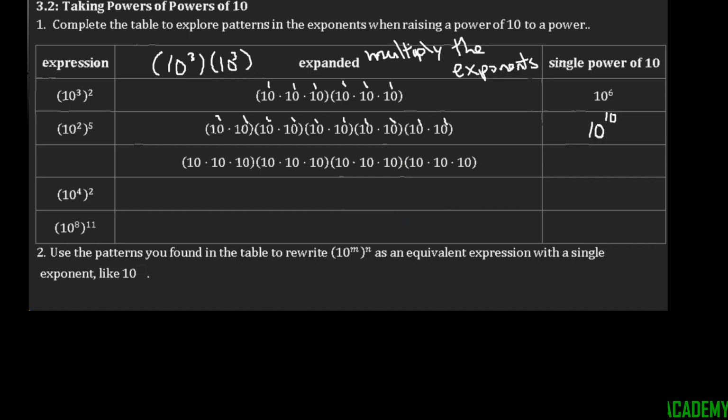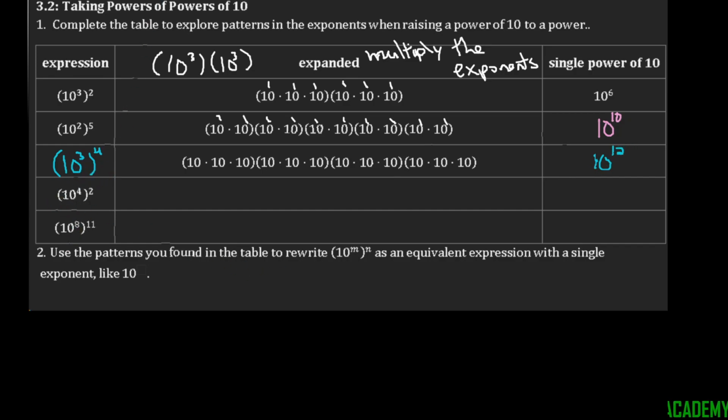Let me actually change that color a little bit for that one. We'll do pink here: 10 to the 10th power. All right, let's do another one. How many groups do I have? I have 1, 2, 3, 4 groups, and inside each of those groups is 3 10s. So I'm going to say 10 to the 3rd power with the exponent of 4, because we have 4 of those groups of 10 to the 3rd power. Multiply those exponents together, so it's going to be 10 to the 12th power.